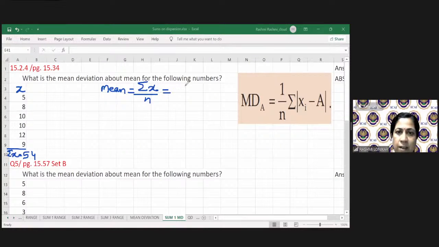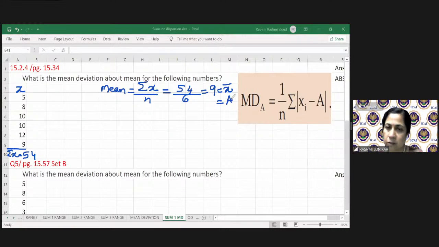Summation x कितना आया? 54. What is n? N is total number of numbers. How many numbers are there? 6. So what is my mean? This is mean. So I will write it as x bar or I can write it as a. बुक में कभी कोई आप दूसरी बुक भी रेफर कर रहे हैं तो ये दो में से कोई सिंबल यूज होता है, एक्स बार या ए के लिए. So this is my a.